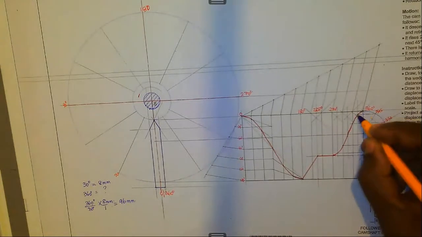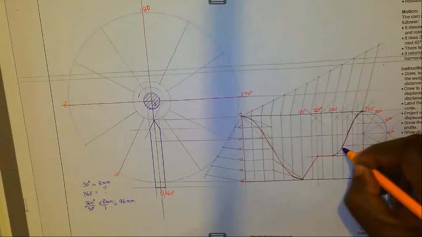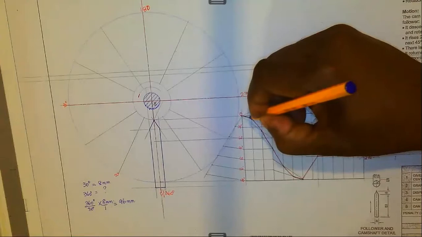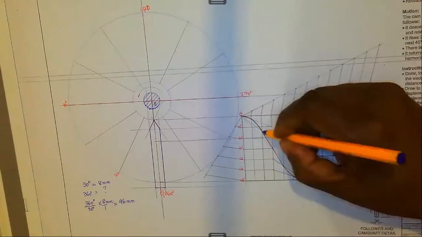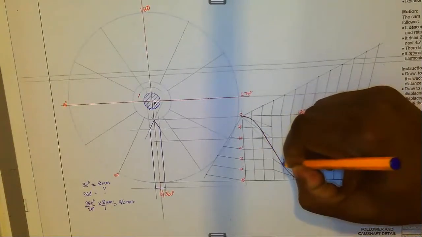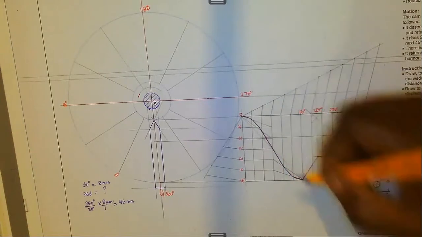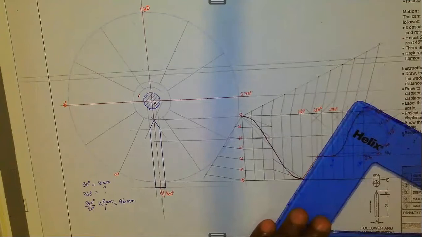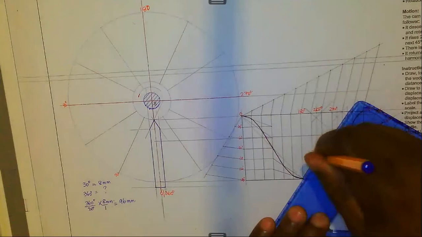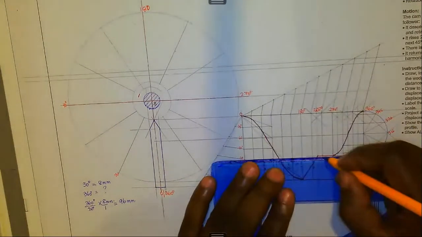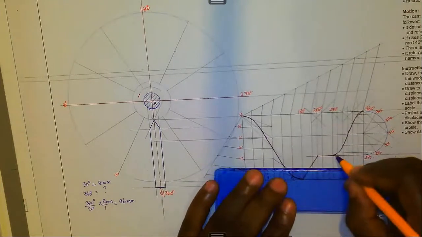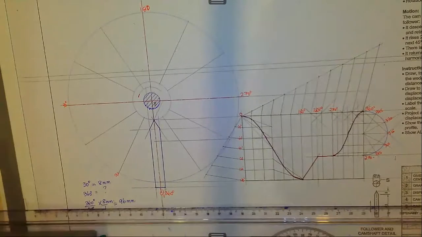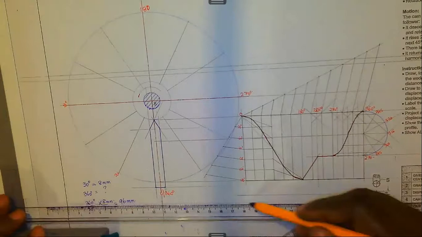Let me just try to redraw this one like that, and do the same this side. Like that. Right. Blue, it seems it's clearer than the red one. There you go. So that's our displacement graph. The next thing that we want to do now is to do the labels. Right. We have got here, that's our displacement graph.